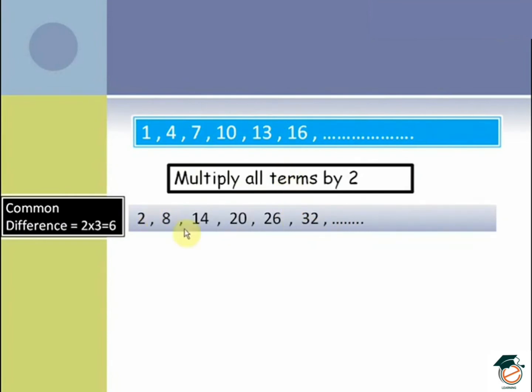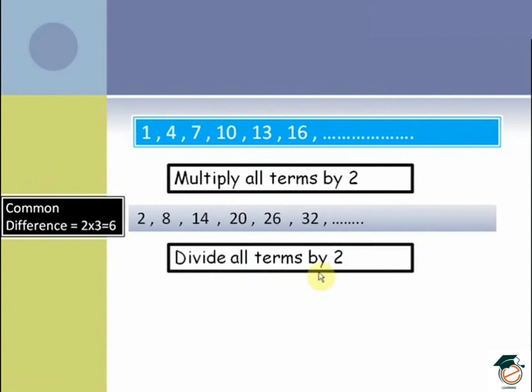Now what is the common difference of this sequence? Here it is 8 minus 2, which is 6, 14 minus 8 is also 6, 20 minus 14 is also 6 and so on. Thus the common difference here becomes equal to 6. But 6 is nothing but 2 into 3. 3 was the common difference of this sequence. Thus we can say that the common difference is equal to 2 into 3, which is equal to 6. And so we can say that if we multiply all the terms by the same number k, then the common difference of the new sequence becomes k times the original common difference.